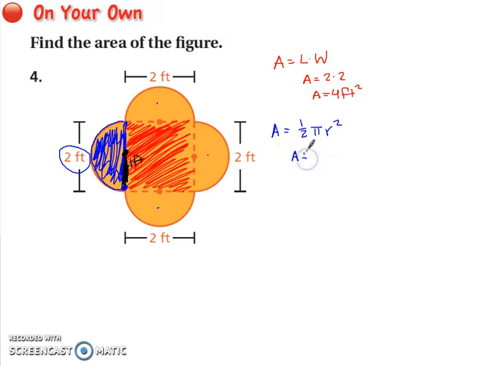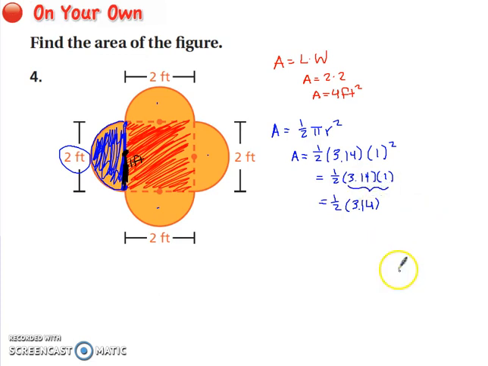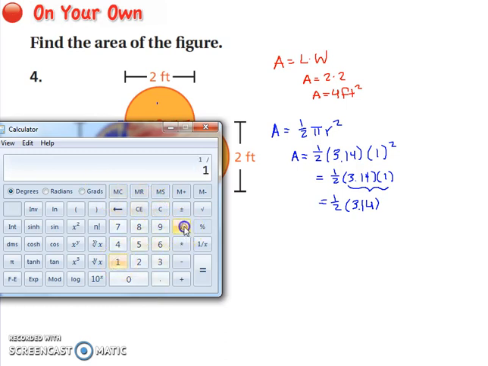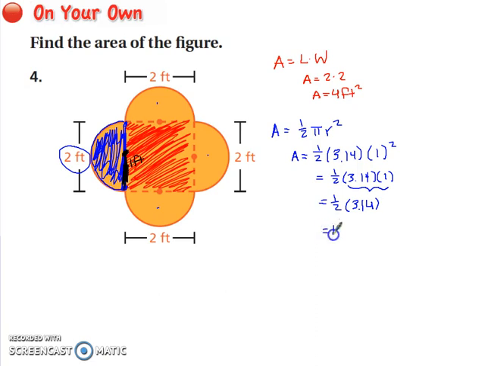So area of this one semicircle is 1/2 times 3.14 times 1 squared, or 1/2 times 3.14 times 1, because 1 times 1 is simply 1. Area equals 1/2 times 3.14, because 3.14 times 1 is simply 3.14. And on a calculator, we can multiply 1/2 times 3.14. 1/2 times 3.14 gives me 1.57. So the area of the semicircle is 1.57 square feet.